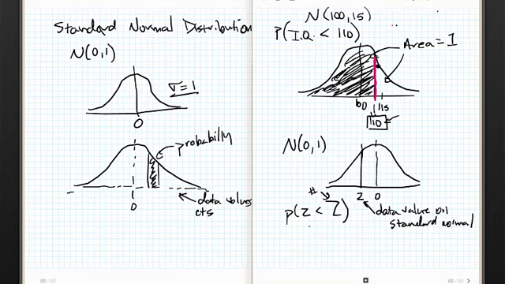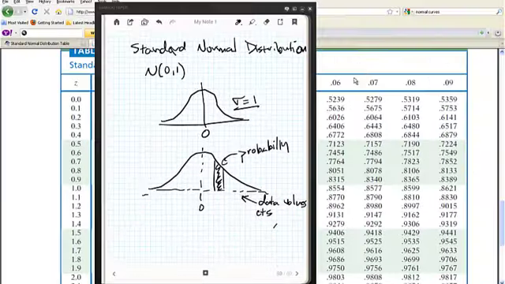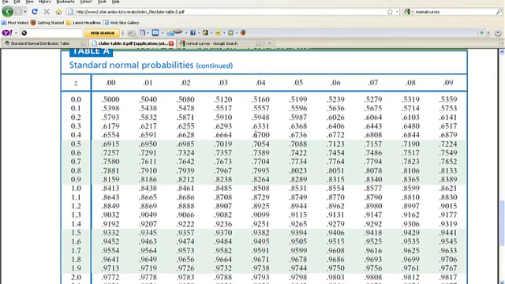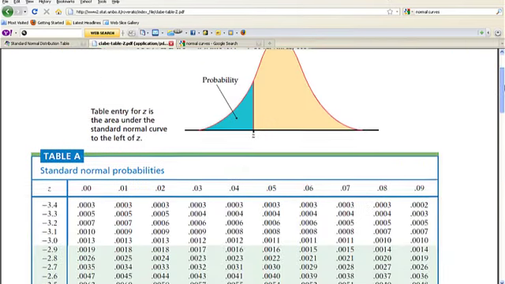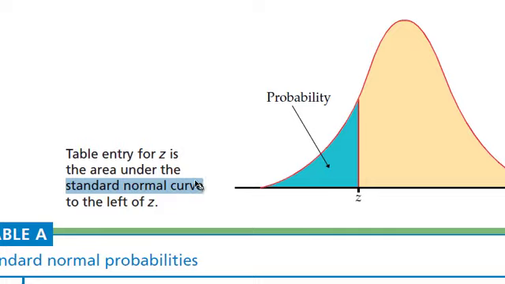Okay? So before we get too crazy, let's go back and look at a table. I'm going to show you how to deal with a table here, and I just dragged this thing off of the internet. So check this out. Here's a normally distributed variable. It's a standard normal curve. It says that right here.